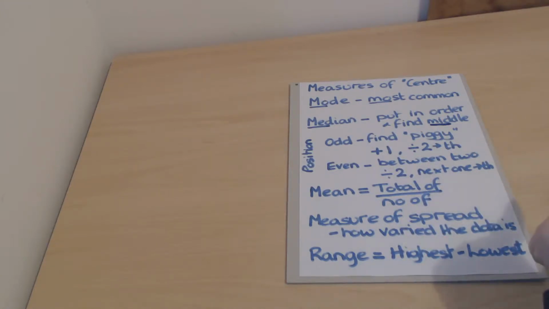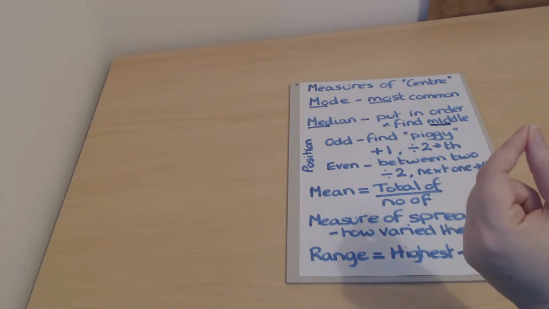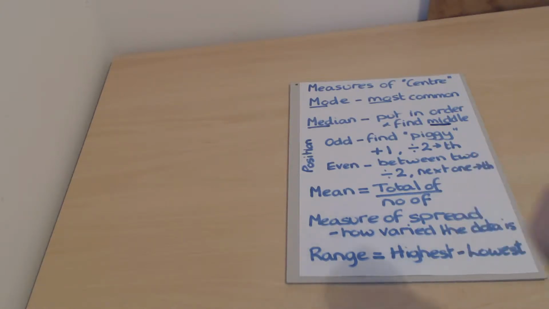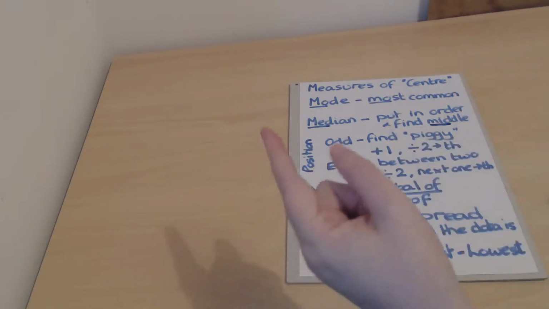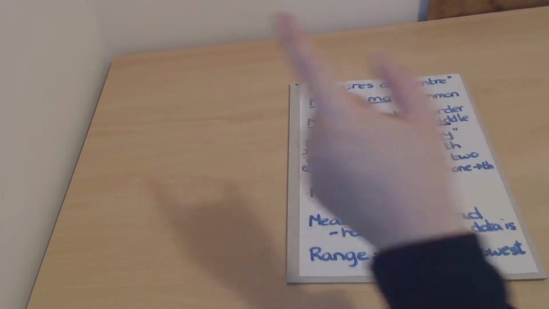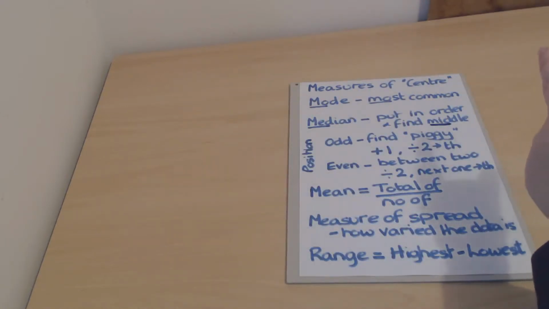So for example, if you had 21 pieces of data, we'd add 1 which makes 22, we'd divide by 2 which gives us 11, and we'd need to count along then and find the 11th position. So 11 won't be our median, but once we've found the 11th position we'll be able to read the data that's in the 11th position, and that will be our median.